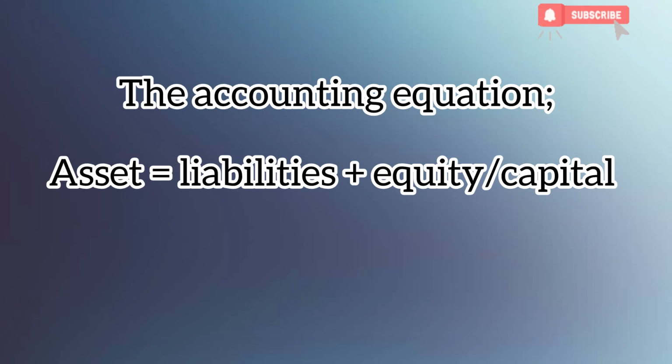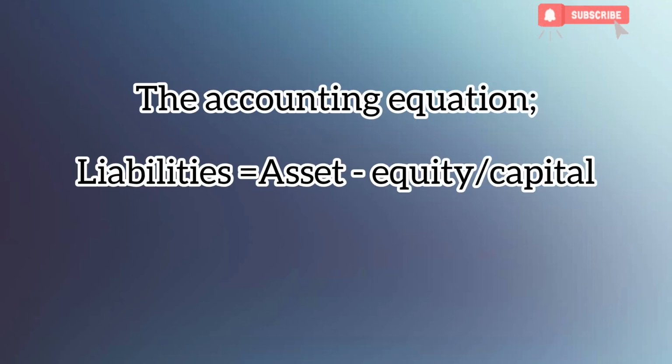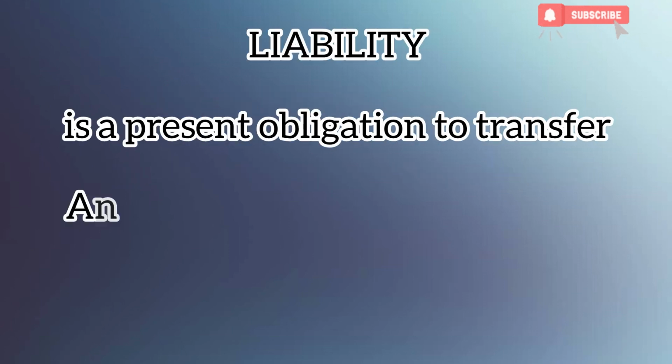This format also reflects the format of the statement of financial position, that is, assets are presented first and the total asset figure balances with the total amount of equity or capital and liabilities. The accounting equation can be rearranged in several ways, one of which is making the liability the subject of the formula, that is, liabilities equals assets minus equity or capital.